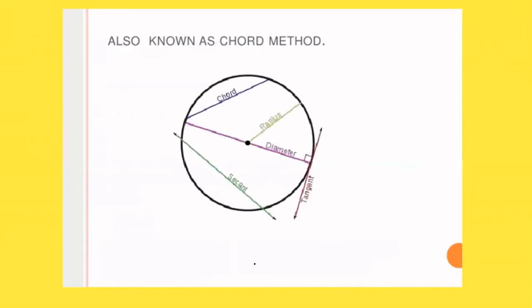It is also known as the chord method. You should know the difference between a chord and a diameter, and between a secant, a tangent, and a radius. To show the difference, I am showing this figure. This is a chord, and this is a diameter. This is the radius. This is a tangent line, and this is a secant line. So this is the secant method, which is sometimes also called the chord method.